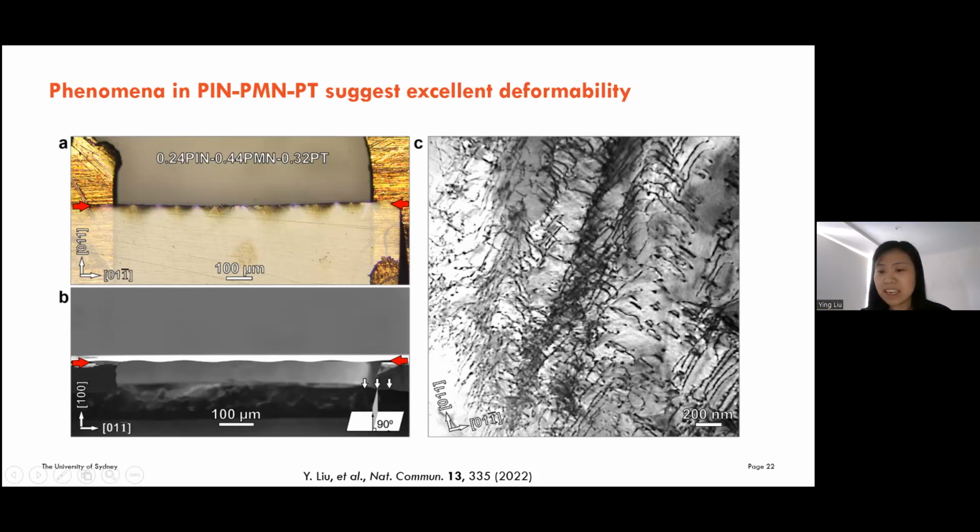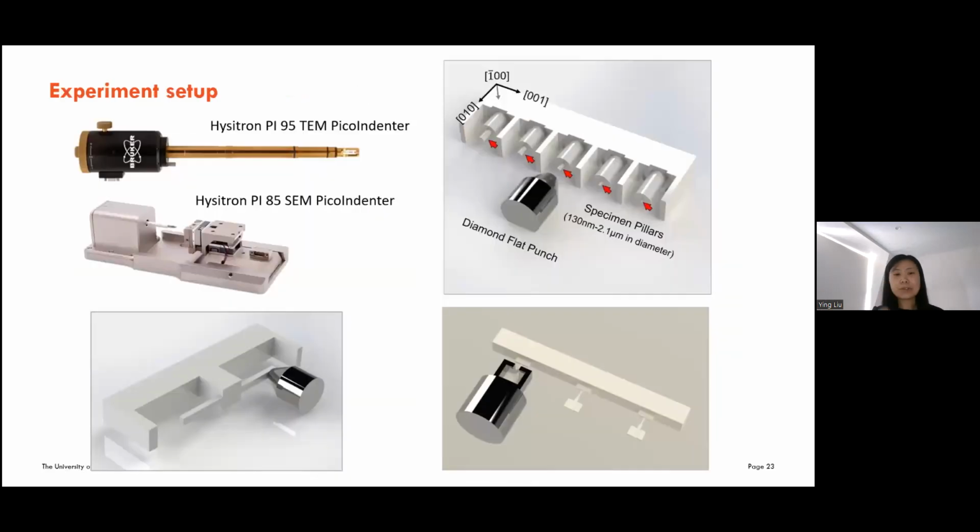And also from TEM samples, we found that there are quite a lot of entangled dislocations. Both the dislocations and the severe deformation in the sample suggest that the material shows excellent plasticity. Then, to extract its deformation data, we have conducted in-situ straining tests on this sample.